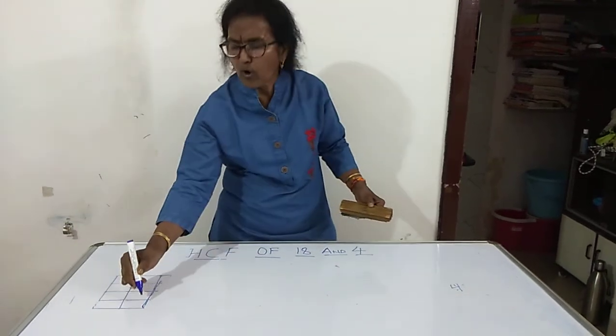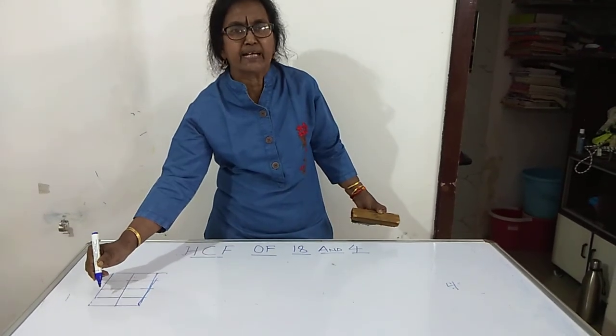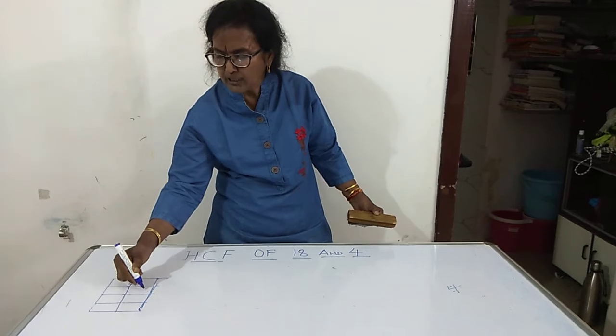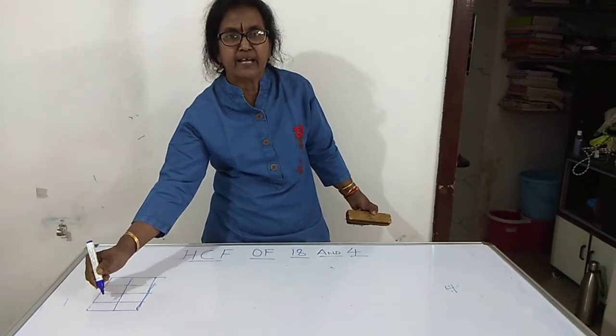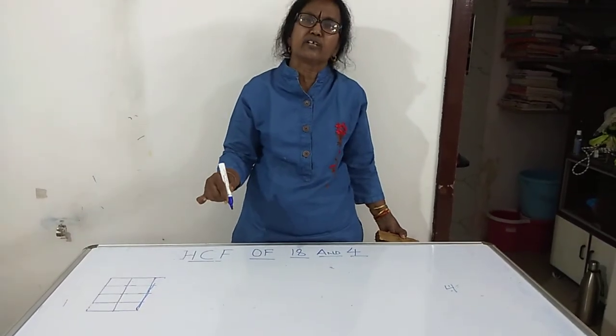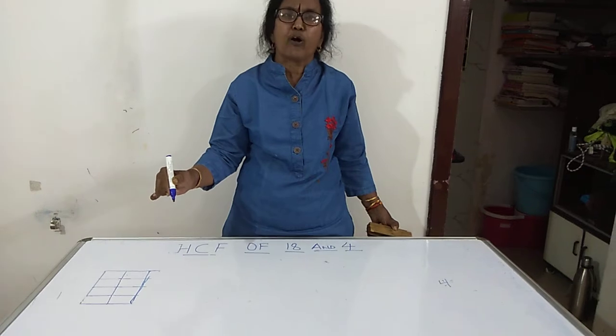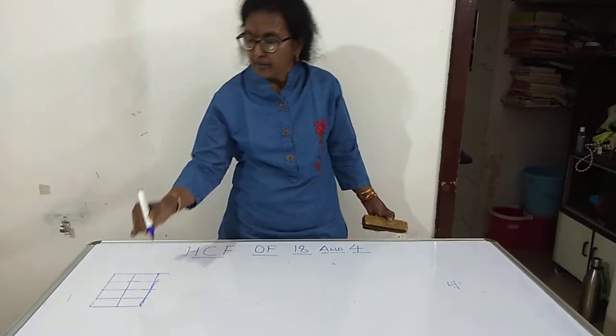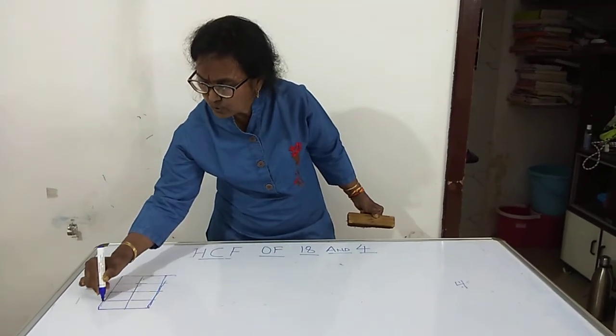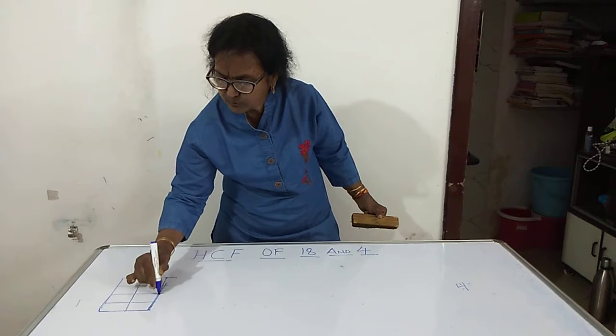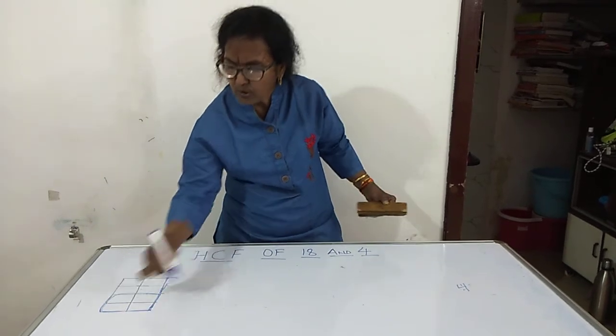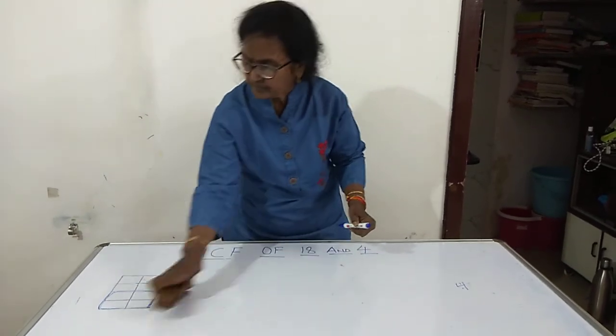Now we are having 4 this way and 2 this way. We are having 4. 1, 2, 3, 4. 2 this way. Now the maximum length of the square which you can make from it is 2. So we will make 2 by 2. This square we have made. So we will rub this portion.